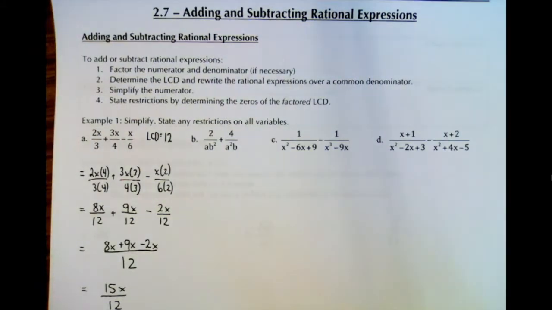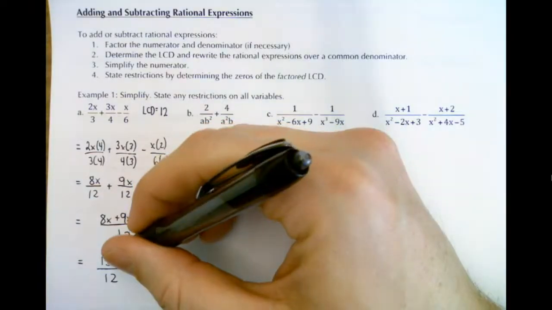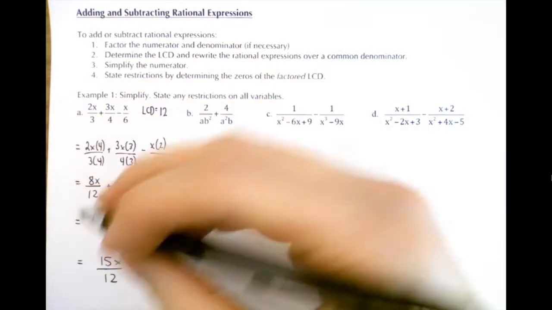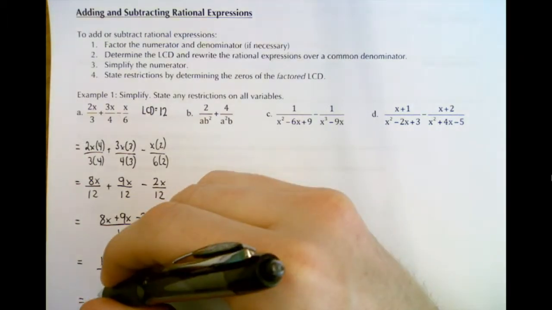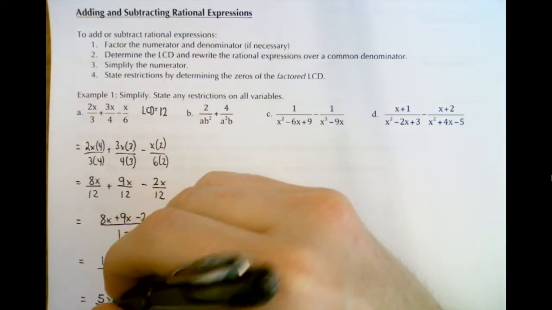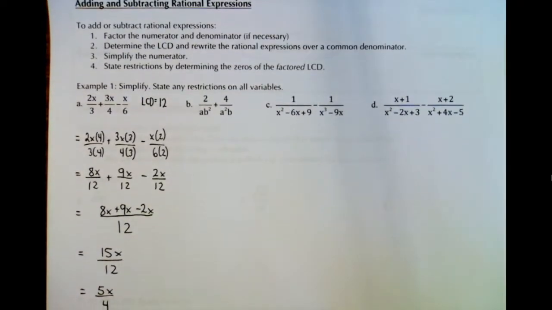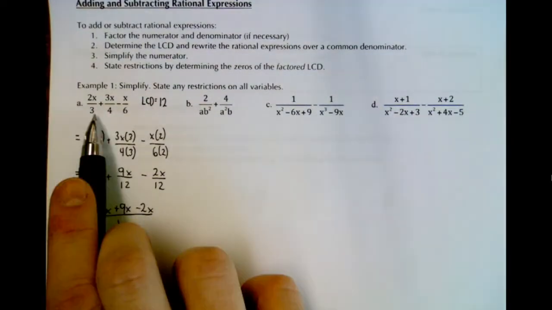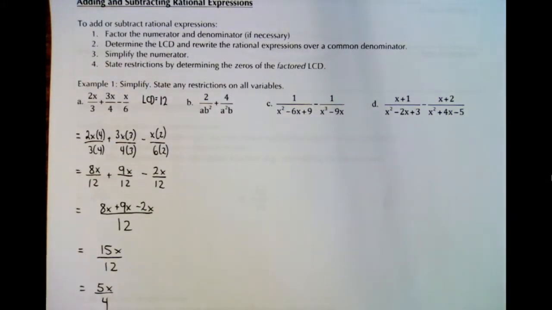And then we look to see if there's anything common that we can divide away. Well, we can reduce this fraction because we can divide top and bottom by 3. If we divide the top by 3 and the bottom by 3, we end up with 5x over 4. And that ends up being our final answer. We looked for any restrictions, but there were no variables in the denominators, so there are no restrictions on this rational expression.